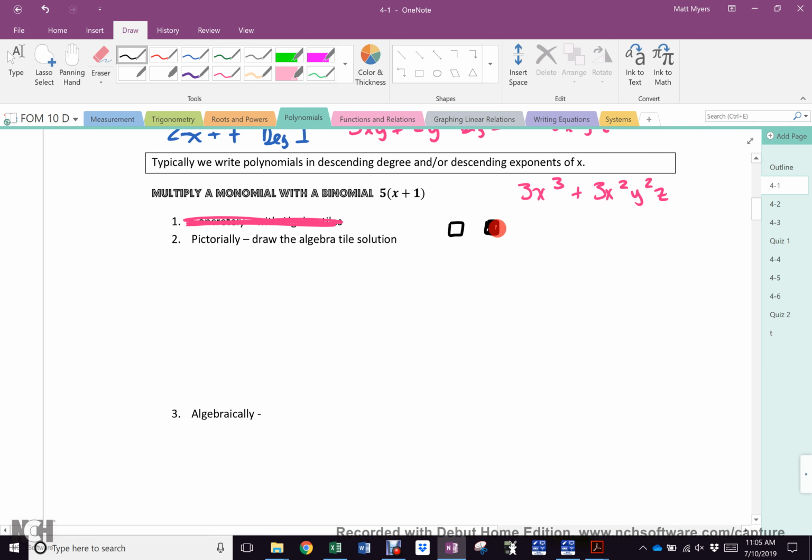What number does that little square represent? 1. What number does that little square represent? -1. What number does this bar represent? X. What number does this bar represent? -x.